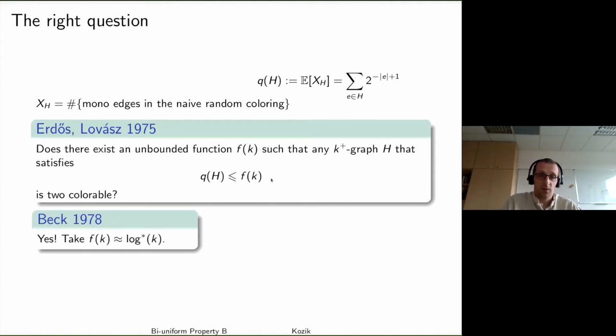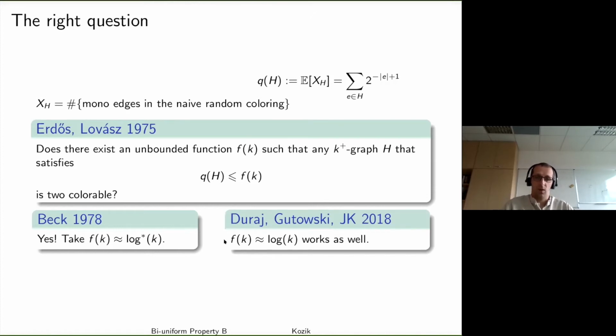It was answered like 3 years later by Beck. He proved that indeed there exists such a function, and he used in his proof a very, very slowly growing function, roughly log star, like iterated logarithm. And recently we managed to improve this bound to a still slowly growing function, namely a logarithm with some constants.